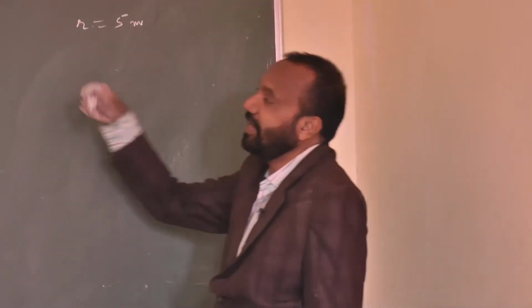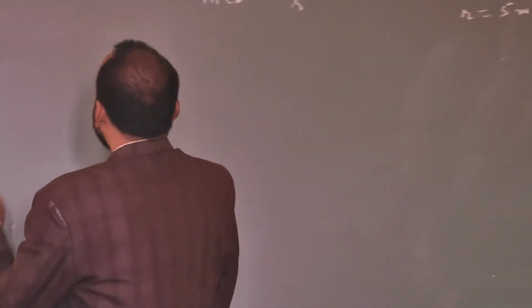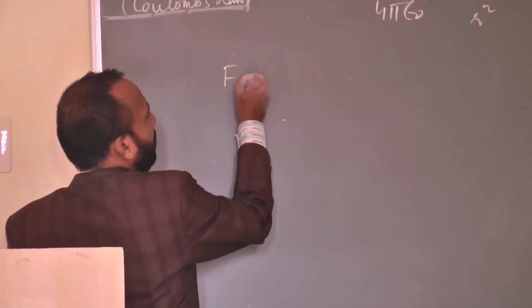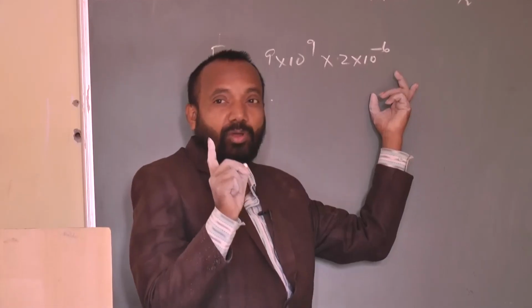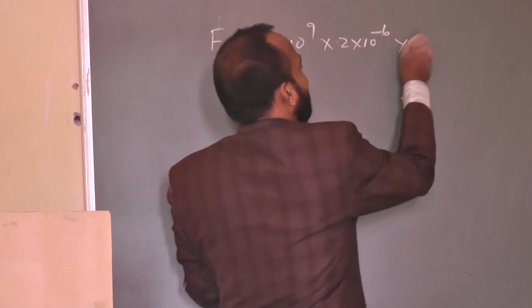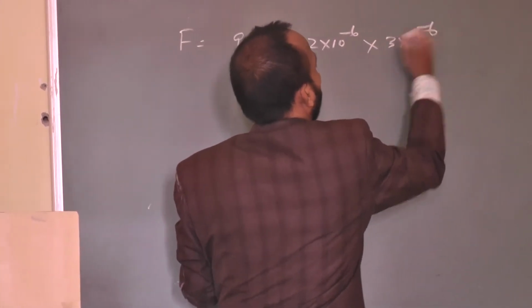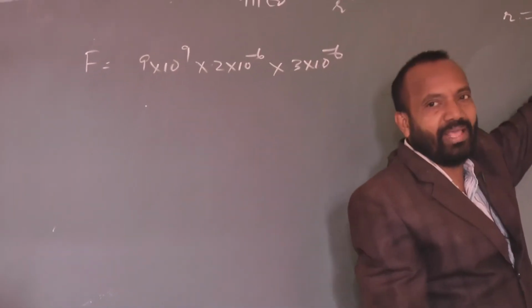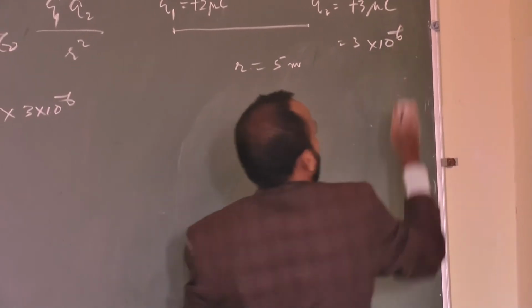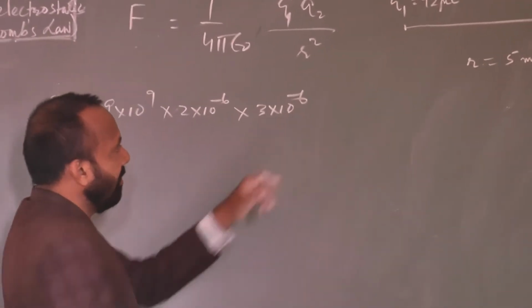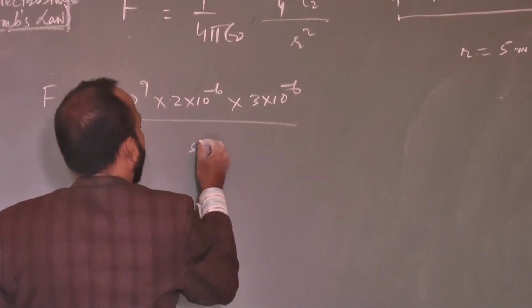So my question is that you have to calculate the Coulomb force first. So what is the Coulomb force? F is equal to 1 by 4 pi epsilon, which is 9 into 10 power 9, times Q1, that is 2 microcoulomb, which is 2 into 10 to the power minus 6 coulomb, times Q2, that is 3 microcoulomb, which is 3 into 10 to the power minus 6 coulomb, divided by 5 meter, the distance, squared.